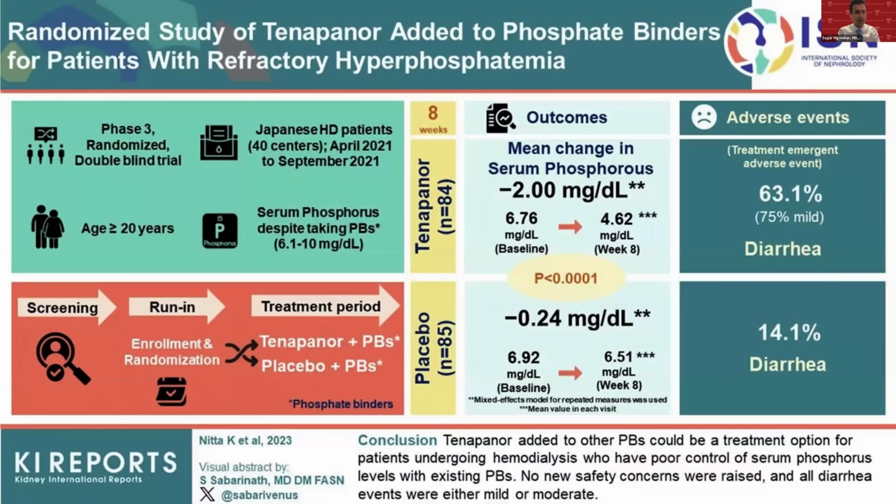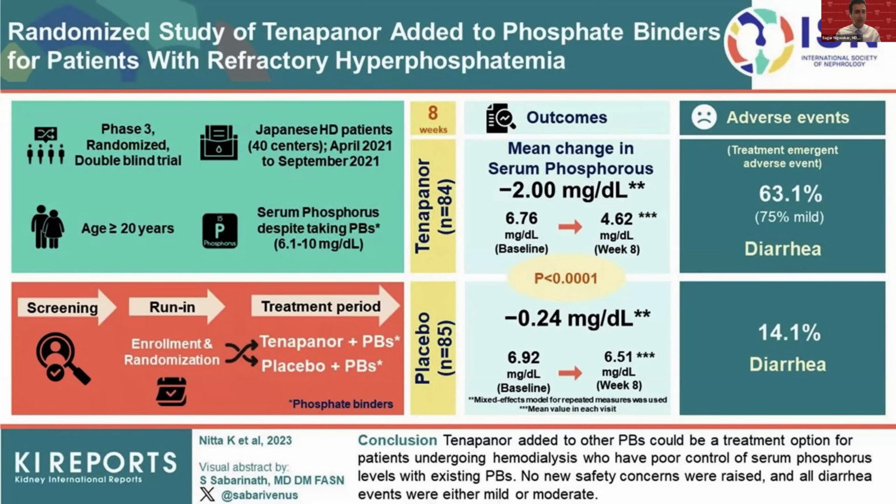This is another phase 3 study. Now, this is conducted outside the US in a Japanese hemodialysis patient population. 40 centers were part of this study, and again, this was focused on dialysis patients with end-stage kidney disease. Patients had uncontrolled hyperphosphatemia despite taking the phosphate-binding medications. They were assigned to either tenapanor or placebo. And again, as you can see here in the outcomes column, in the middle of this visual abstract, you see on average around 2 milligram per deciliter reduction in serum phosphorus with the tenapanor treatment.